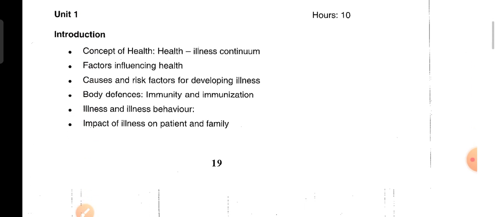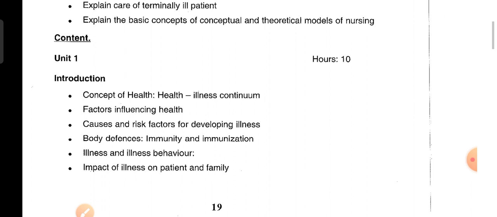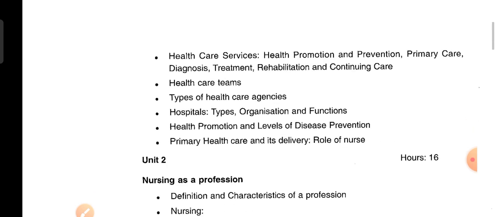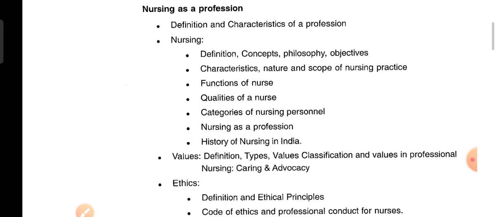Okay, so let me see the syllabus of the BSc nursing foundation subject. Okay, so this is introduction. I am not going to explain in detail. Just I will show how many units are there. The first unit is the introduction. In the next video I will show how to easily remember the syllabus, I will give a trick also. Just I will go through the syllabus side headings.